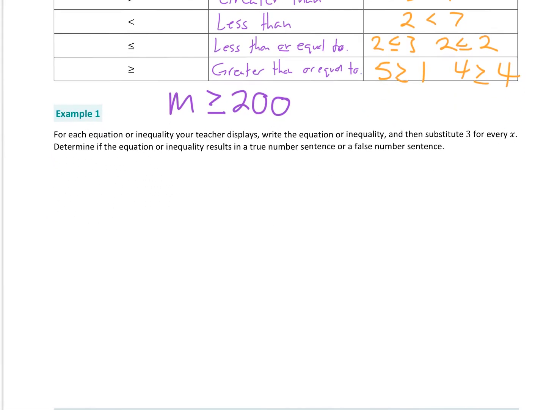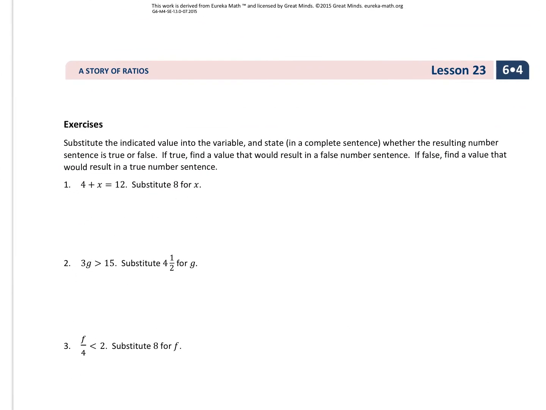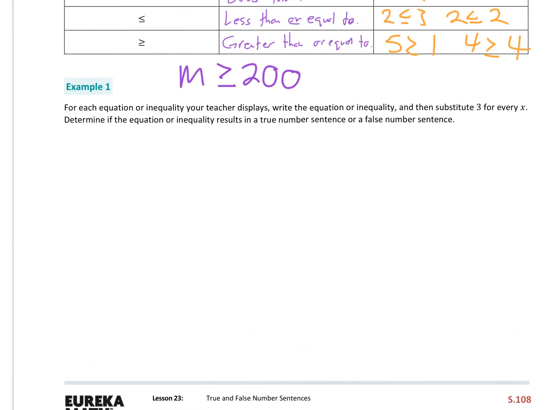So for this first one, I'm just going to tell you what you're doing down here. We're going to substitute values. So this says, substitute the 8 in for x into these equations right here, or as they sometimes call them, number sentences. A lot of times they say number sentences if they're also inequalities. And then you're going to say if it's true or if it's false. And if it's false, you're going to find a value that would make it true. So let's go up here and I'll give you an example. And for all these examples, I'm going to substitute 3 in for x.